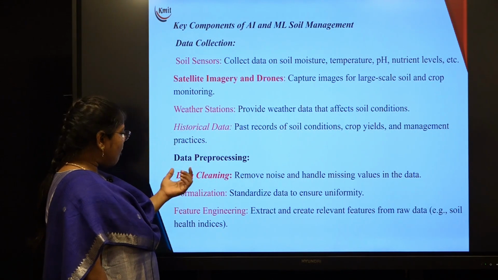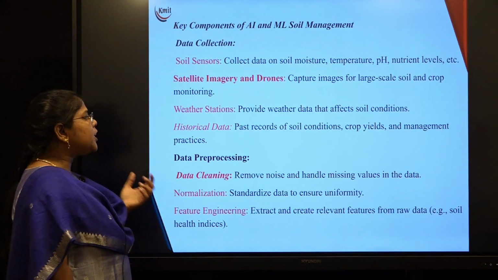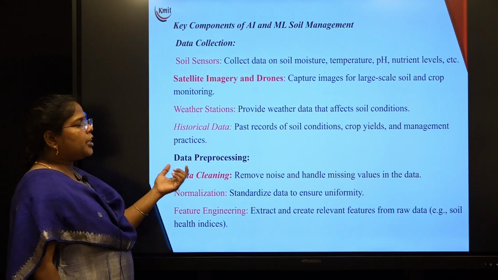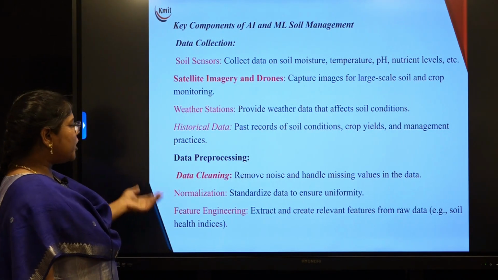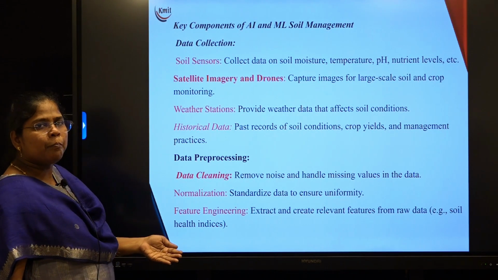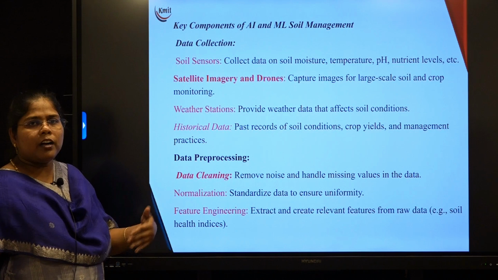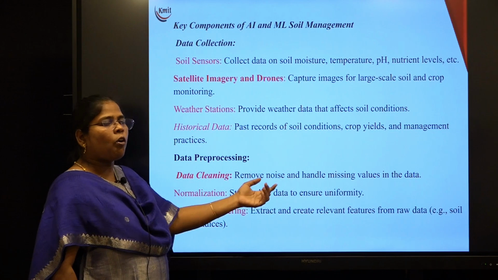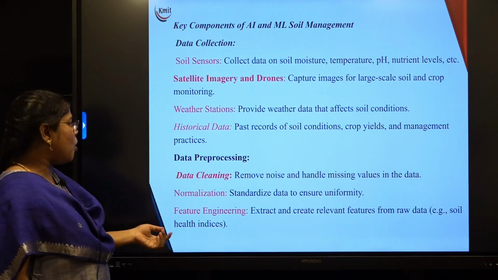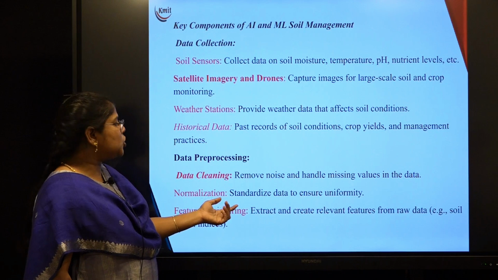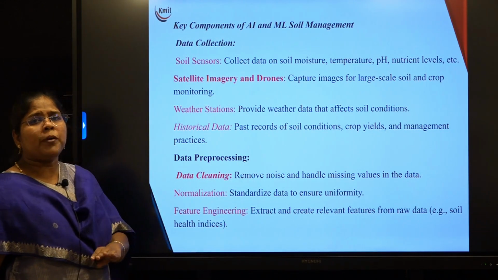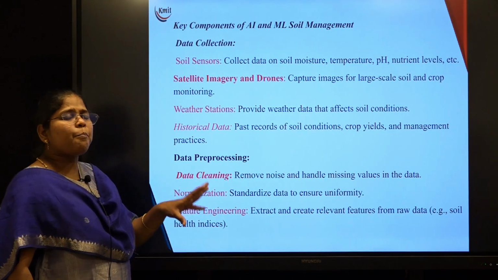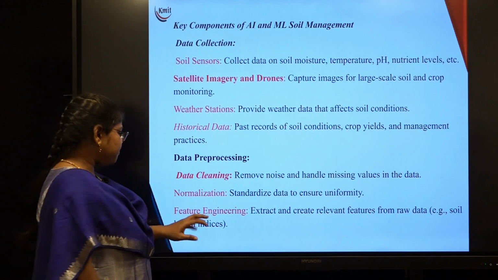Next, once the data is collected and stored in the database or some Excel sheets, the data is pre-processed. We know that once we are building an ML based project, we start doing the data pre-processing. Data cleaning is nothing but removing noise and handling the missing values and the outliers. Next is normalization, which standardizes the data for uniformity, and also feature engineering extracts the important features from the raw data.